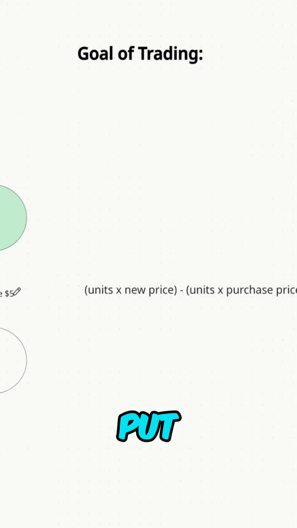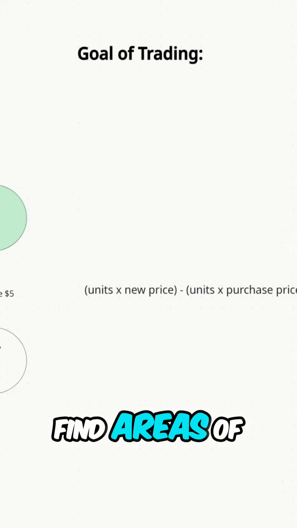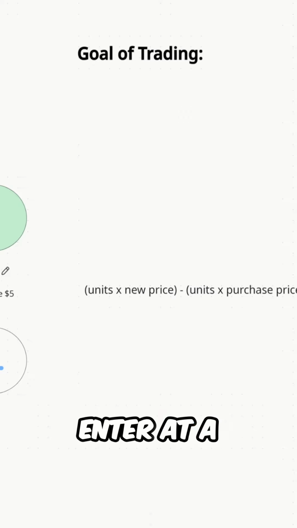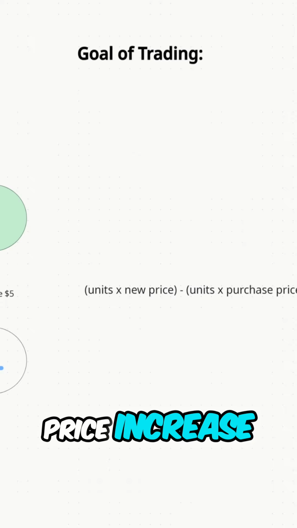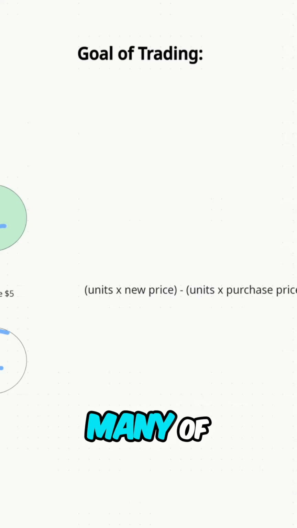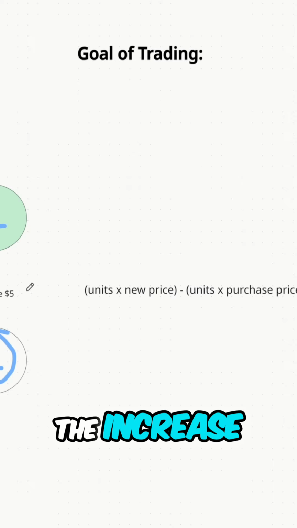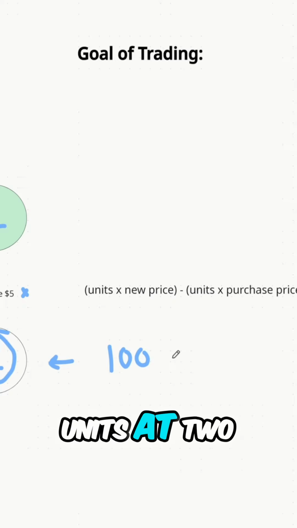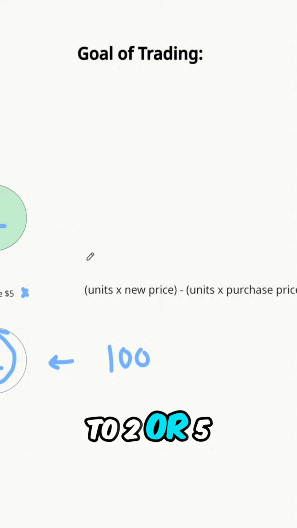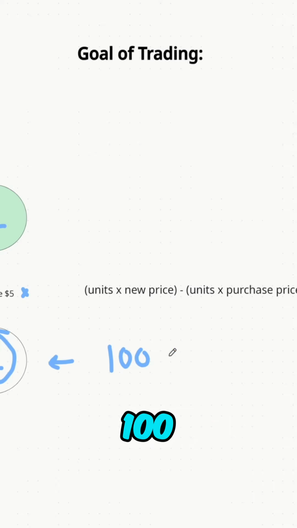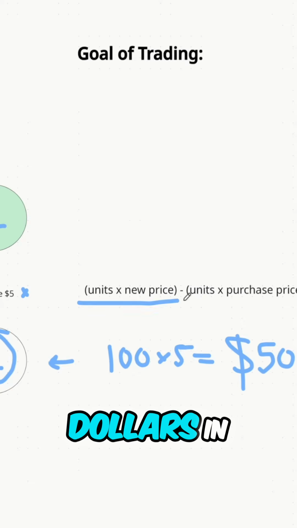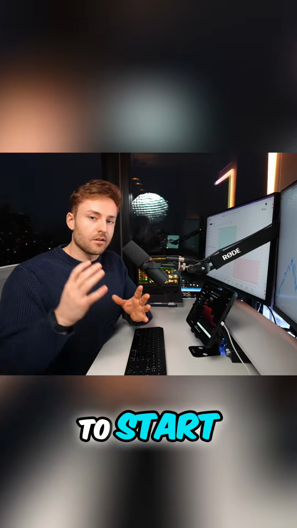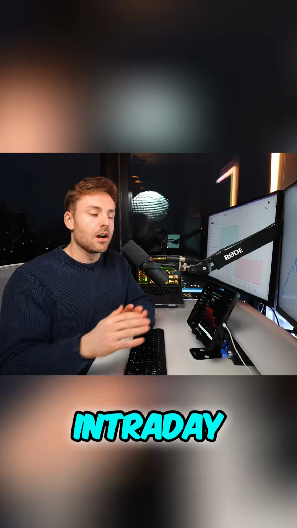So simply put, as traders, our job is to find areas of the market where we can enter at a certain price, have the price increase to another price, then however many of these we bought times the increase is going to give us our profit. So if we bought 100 of these units at $200 and it increases to $205, that's $5 in profit per unit, which is going to give us $500 in profit. But let's take another layer deeper to start understanding where these intraday opportunities come from.